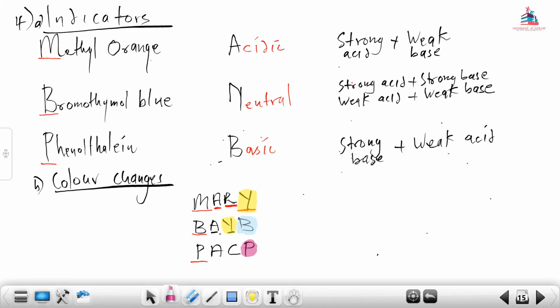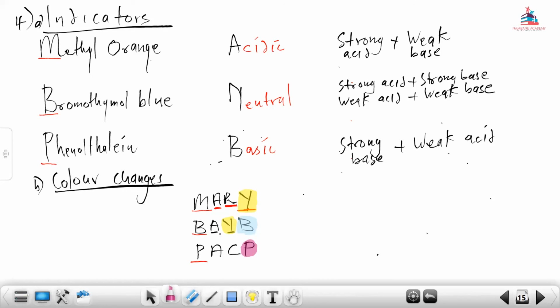Yes, okay, Mapani, sir. Thank you very much. Basically you are saying your question is, if the solution is neutral, and we use bromothymol blue, what will be the color change? Yes, there will not be a color change.